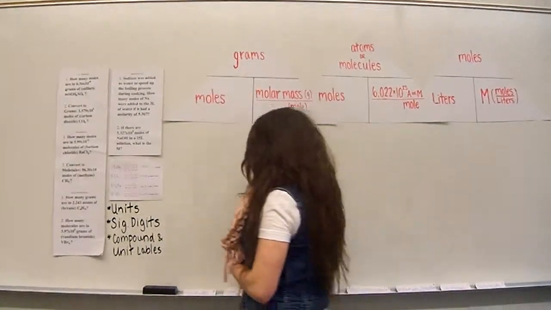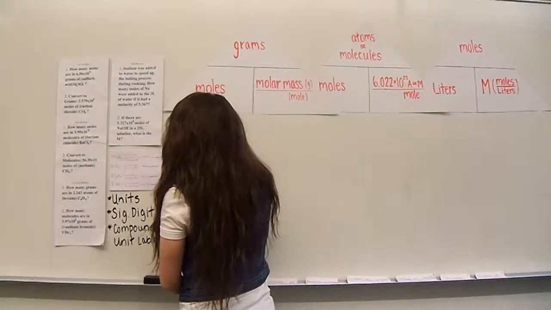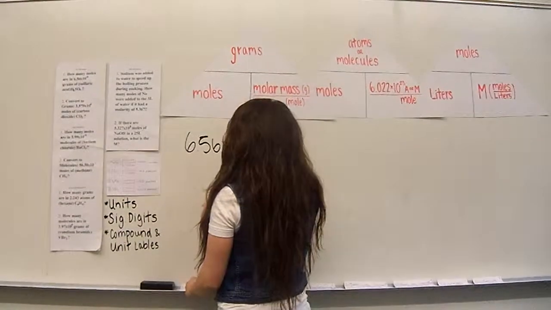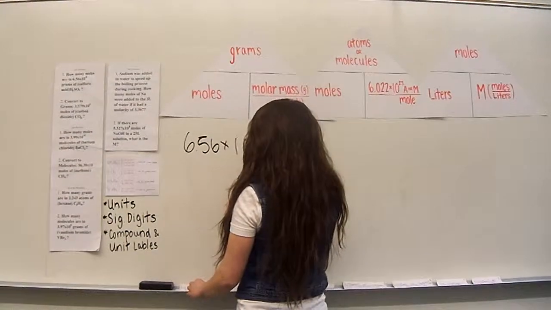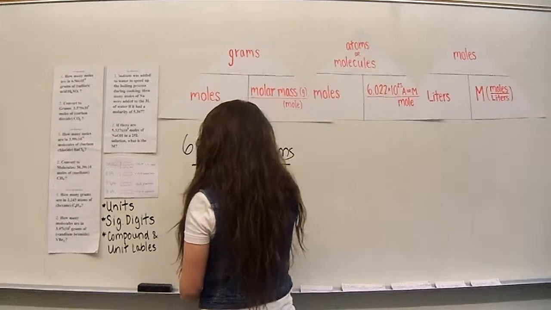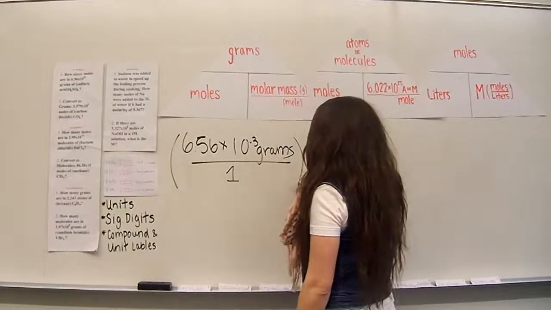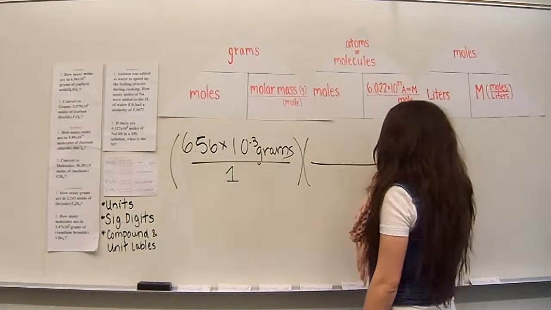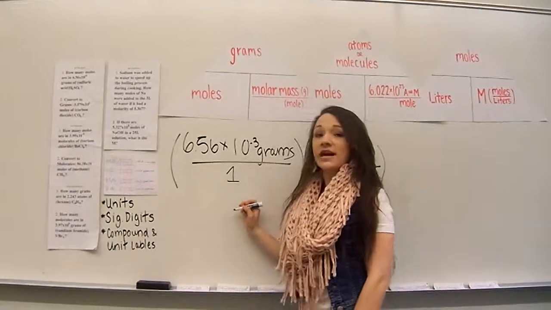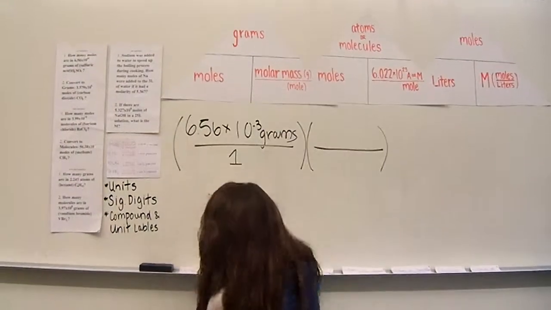We start by writing our given on the top, which is 6.56 times 10 to the negative third grams. And then we will write this over 1. As I said, we will be dividing by the molar mass. Therefore, we need to calculate the molar mass of H2SO4.